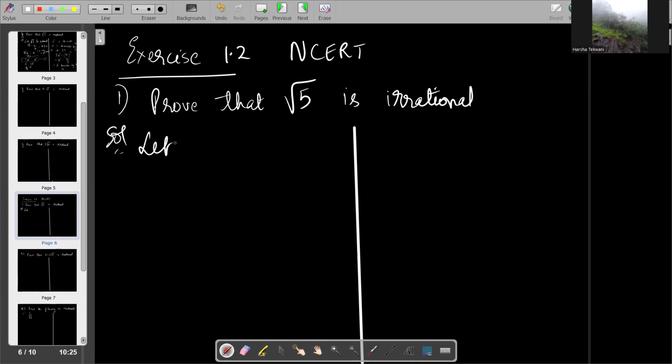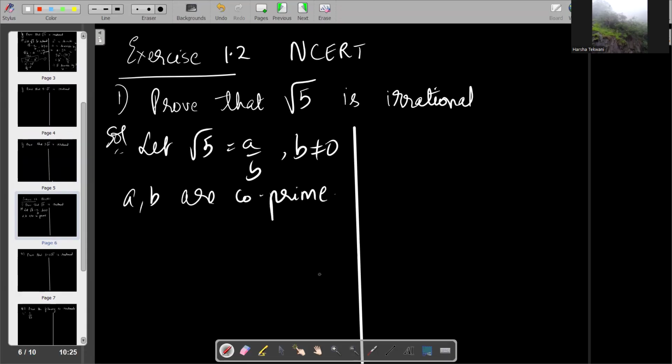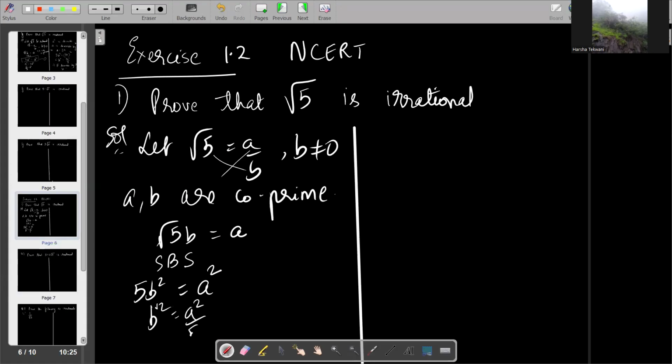Sorry, let root 5 be rational, b not equal to 0. A and B are co-prime. That means the highest common factor is 1. Now, let's cross multiply. Root 5 b is equal to a, square both sides. 5b square is equal to a square. So b square is equal to a square by 5.